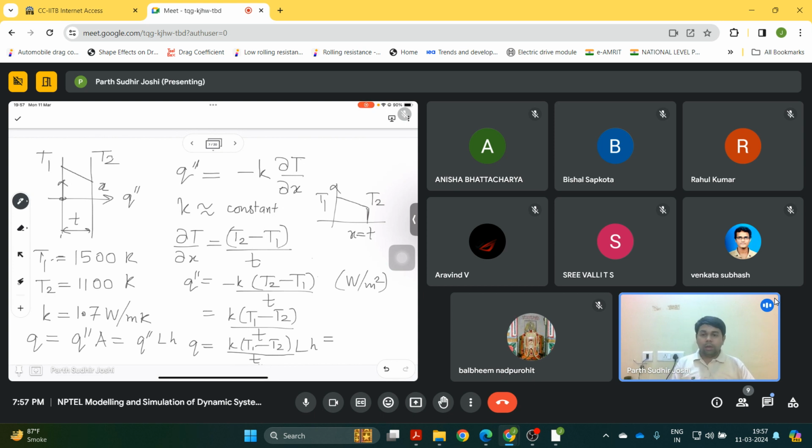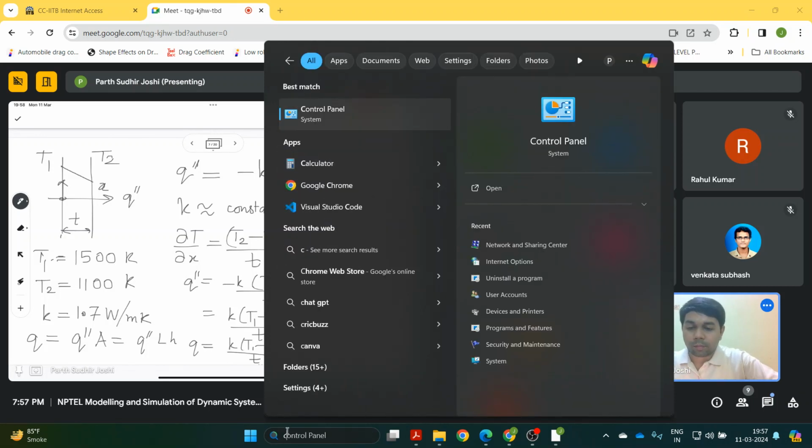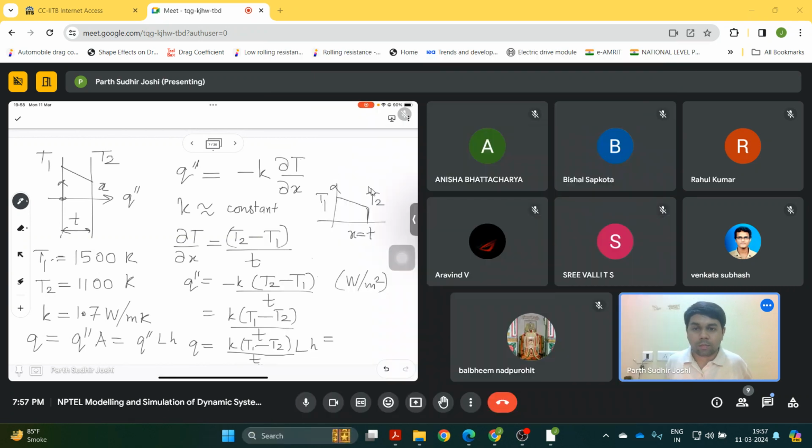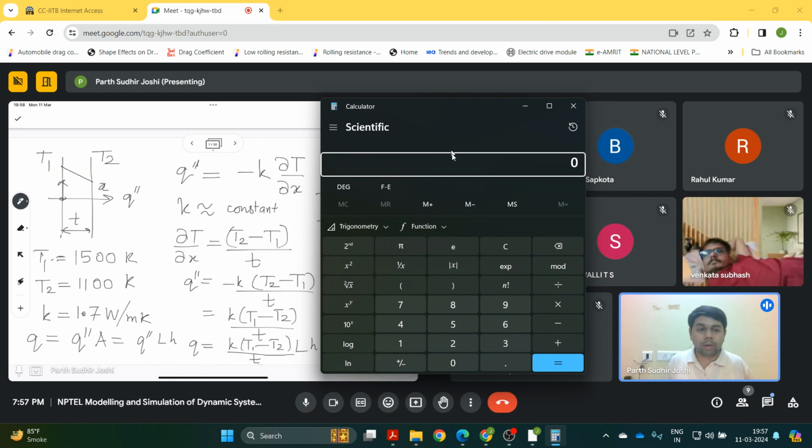So what is the answer that we get if we substitute these values? Can someone just try calculating this? Can all of you try to calculate what is the value that we get for the heat energy q?